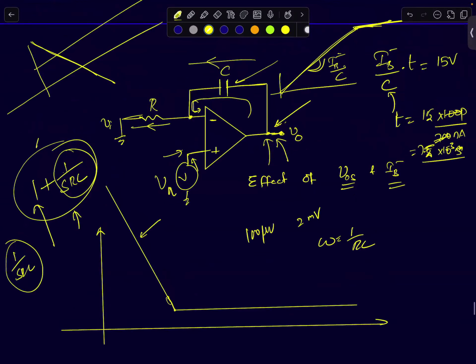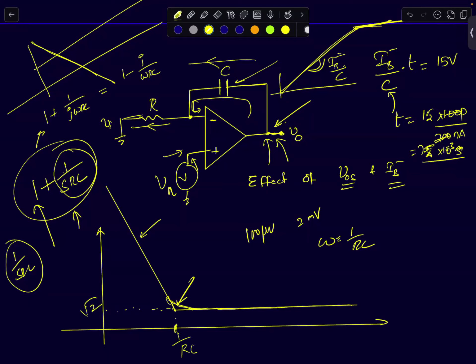The actual response will look something like this. 1 plus 1 by j omega RC, which can be written as 1 minus j by omega RC. So it's a complex number. And at omega equal to 1 by RC, the magnitude of the complex number will be root 2. Okay. And after that, it will decay down. It will become flat at 1. So at this point, it will be root 2 when omega becomes equal to 1 by RC.